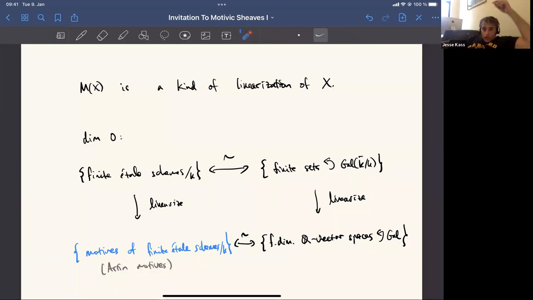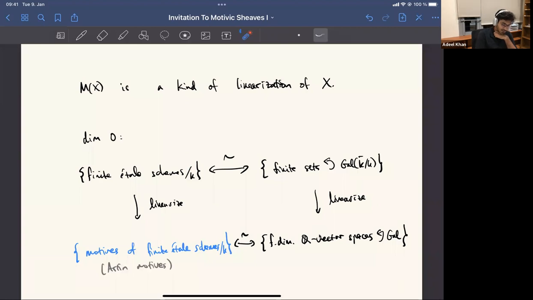Your Q, should that be Q_l? Yeah. It should definitely not be Q_l, because we don't want to ever choose any l. All this motivic thing, part of the idea of this thing is that we should never have to choose l. In fact, this is an arbitrary field, so it's not defined over a finite field anymore, for this slide at least.